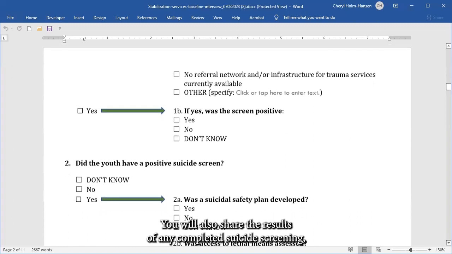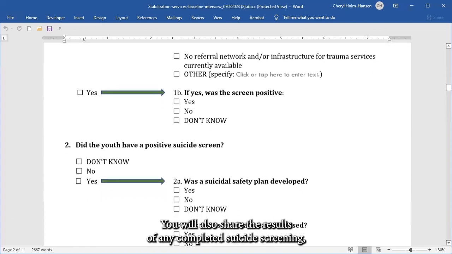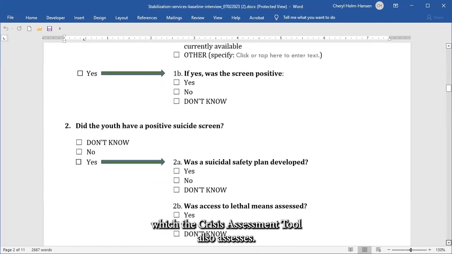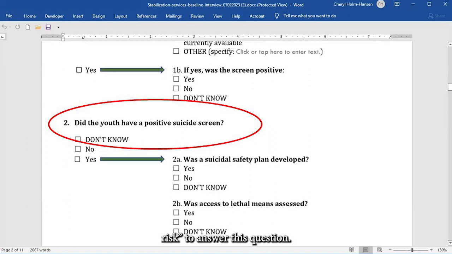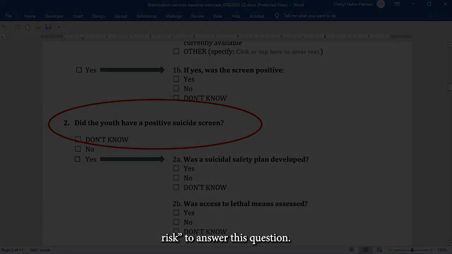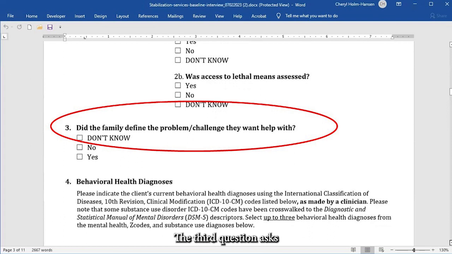You will also share the results of any completed suicide screening, which the crisis assessment tool also assesses. So you will consult the CAT results under suicide risk to answer this question. The third question asks about the family's role in defining the issue that they want to work on in stabilization services.